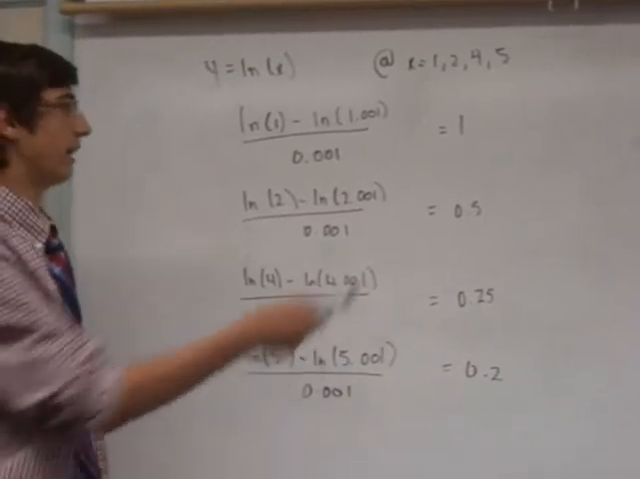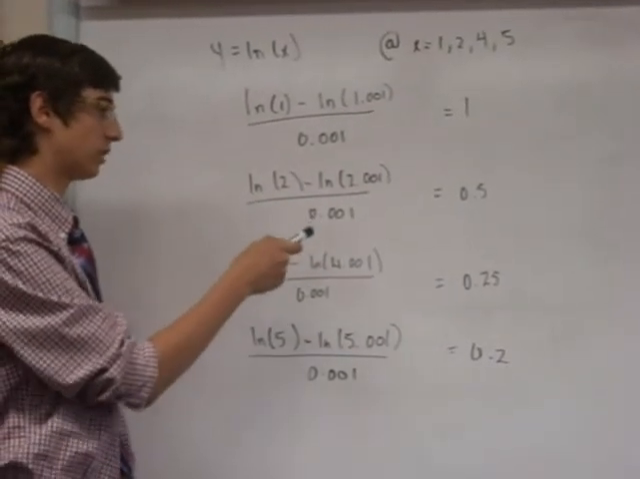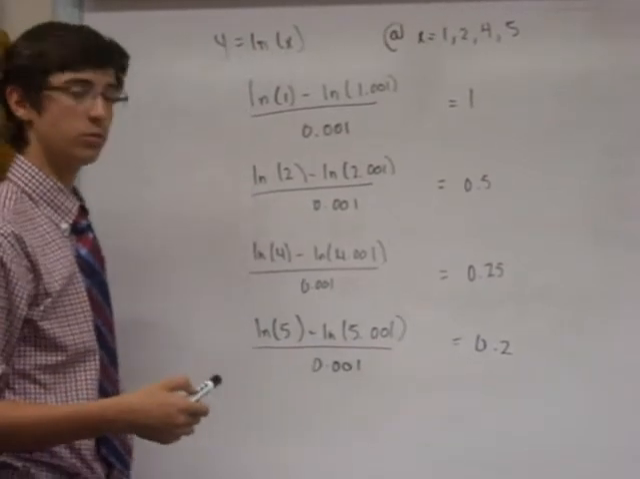So now if we're looking for x equals 2, we can plug in again: log natural of 2.001 minus log natural of 2, all over 0.001.